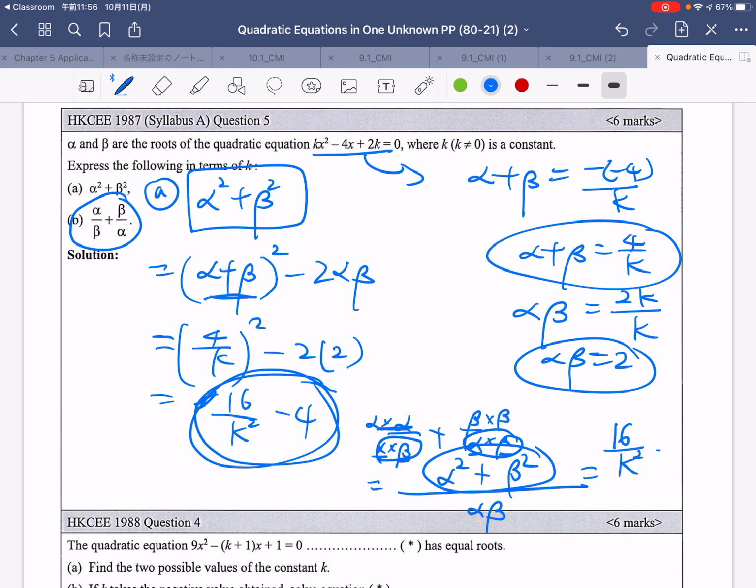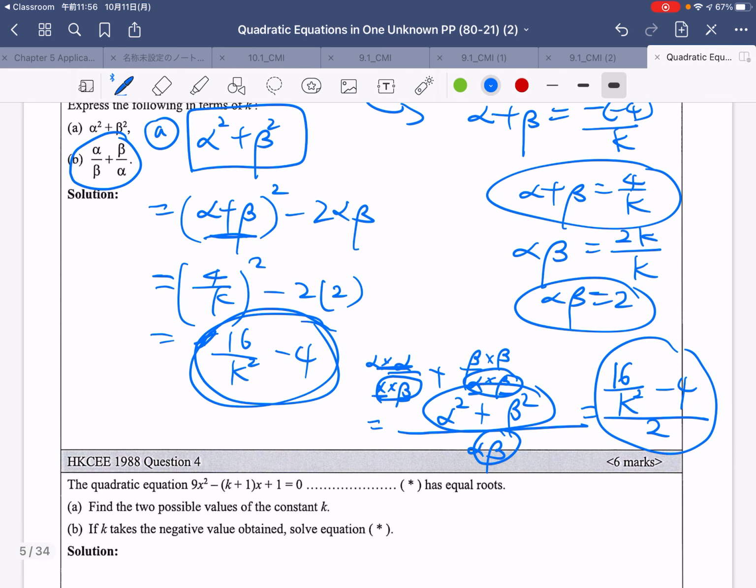16 over k squared minus 4, over this is 2. But we cannot leave it like this, you need to simplify. So 16 over k squared minus 4, this is divided by 2. For a fraction, dividing by 2 can be changed into multiplying by 1 over 2 (分子分母對調). And then you multiply the 1 over 2 inside, so this becomes 8 over k squared minus 2. So that's the answer for this.